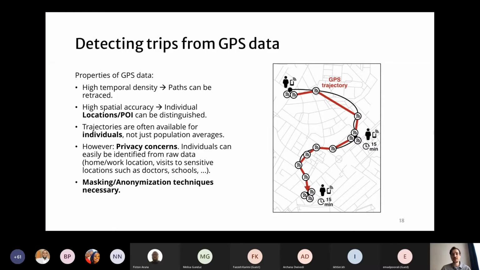For example, by looking at where this person produces most data, where the person is during nighttime. And you could also read visits to sensitive locations such as doctors or schools. And so often masking or anonymization techniques are employed, for example, by blurring out specific sensitive locations or masking the home location, or by applying noise to the location measurement. But of course, this makes the data also a bit more coarse and kind of defeats the higher resolution of it.